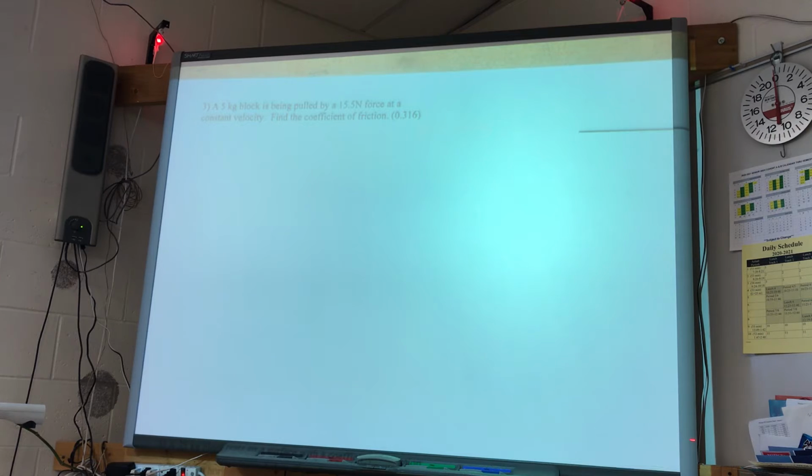A 5 kilogram block is being pulled by a 5.5 Newton force at a constant velocity. Find the coefficient of friction. Solve for mu. We'll go 5 minutes. Here's your sheet. Okay. Peyton, this string of sentences right here is kind of an important one. So that idea of my velocity is constant gives us a fair amount of information from those statements.